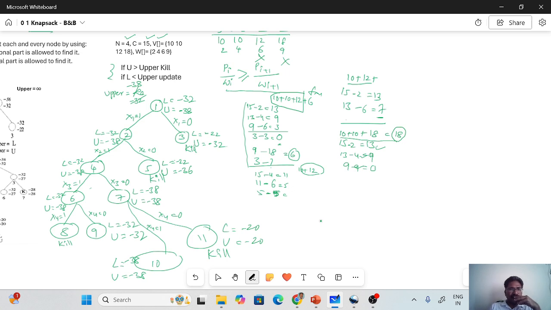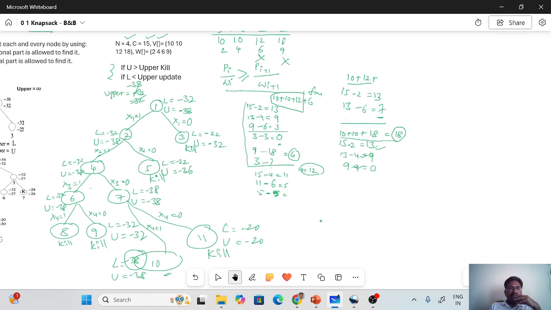We forgot that earlier. What is our U value? Minus 32. What is our upper value? Minus 38. Minus 32 is greater than upper? Yes, we kill it. Nothing but only 1 remains. We have verified all the possibilities. What is the maximum profit we are getting? That will be the upper number. What is that? Minus 38.